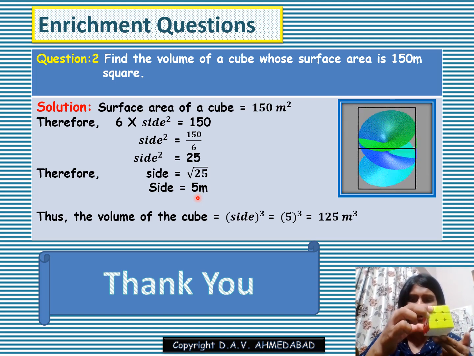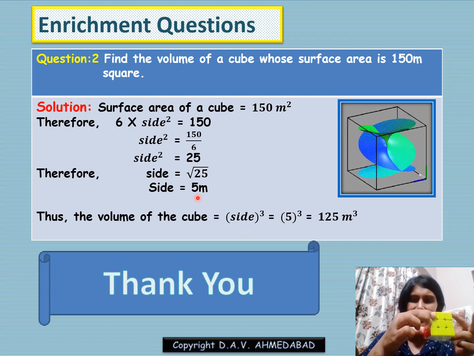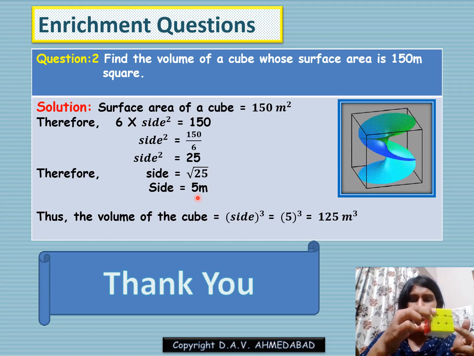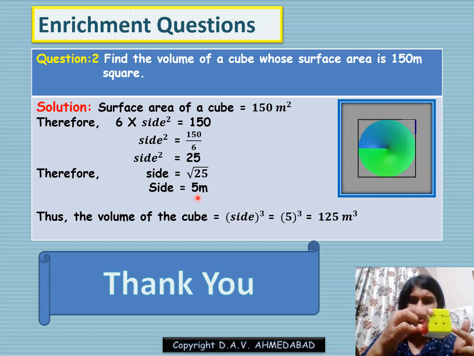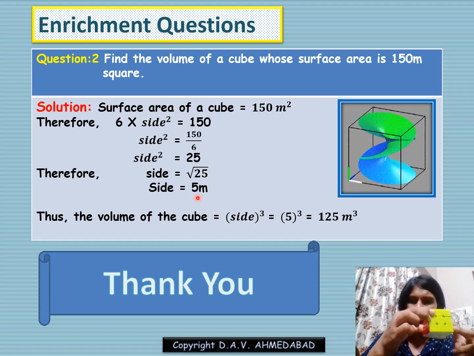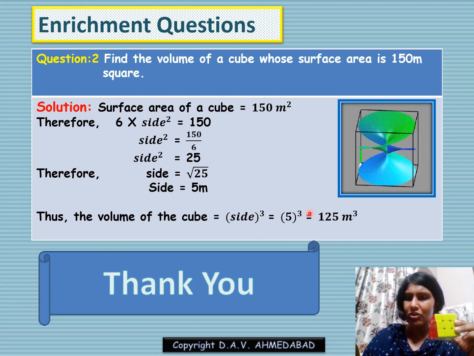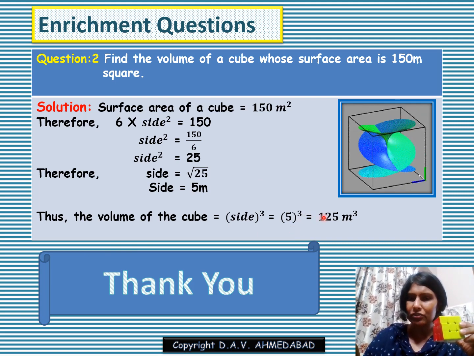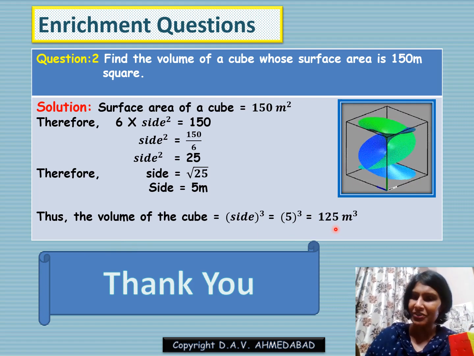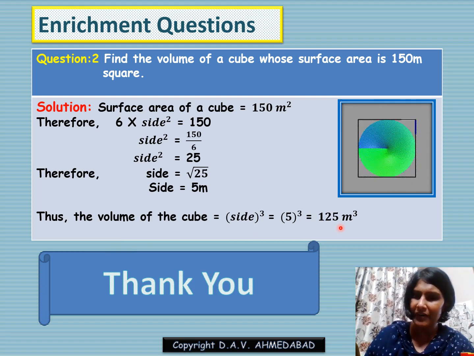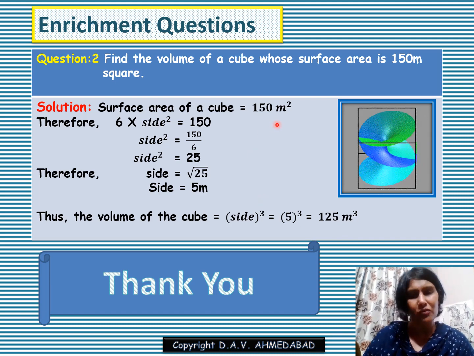Base is square and area of base is side into side, and height is again equal to its side only. So it is side into side into side. So it is side cube. Therefore, volume of cube is side cube, which is 5 cube here. So here it is 125. Children, you need to remember that volume always comes in cubic unit and area always comes in square units.